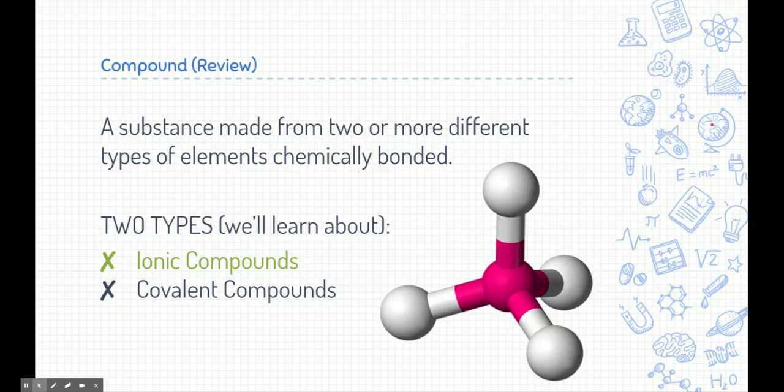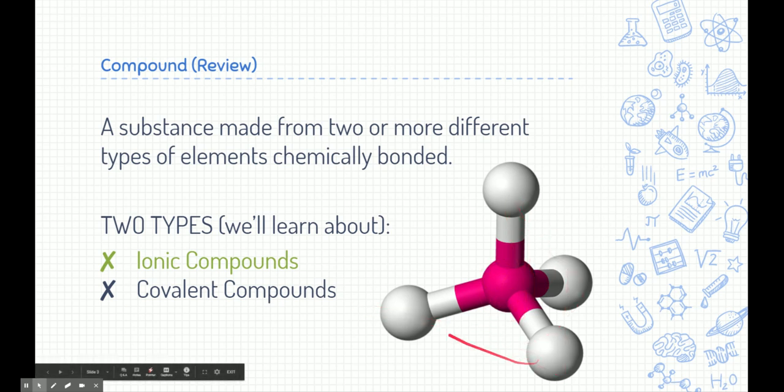So let's get started. Let's review what a compound is. We actually learned this from a previous week's worth of stuff where we talked about pure substances. A compound is a pure substance. It's a substance made from two or more different types of elements chemically bonded together. So here's an example of a compound. This is made of this red substance here and four of these white substances.